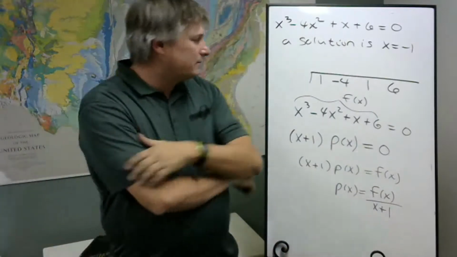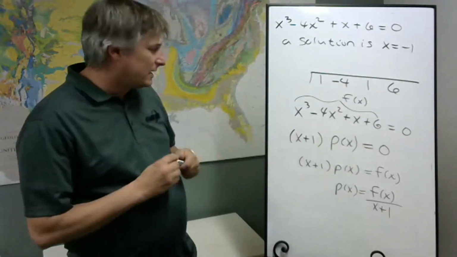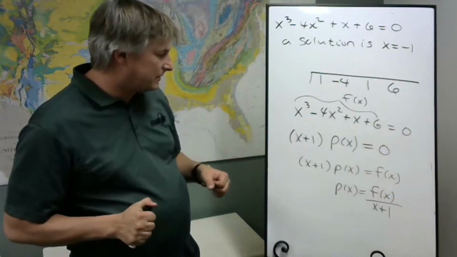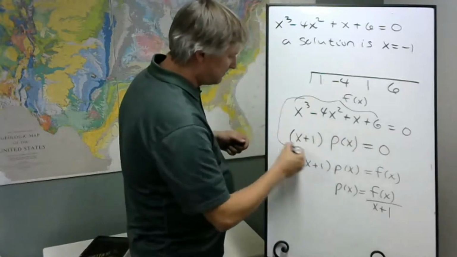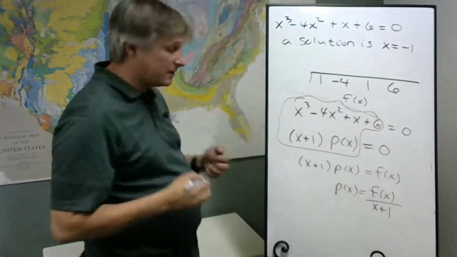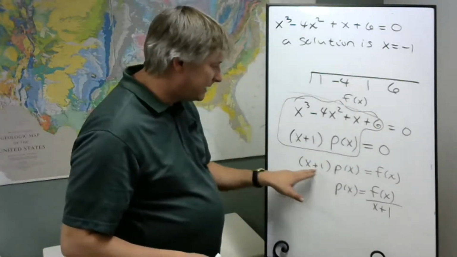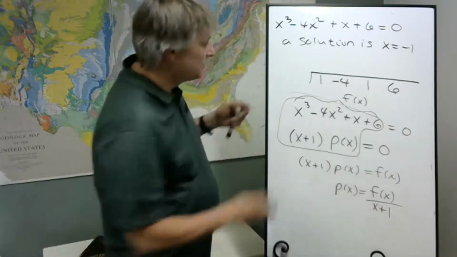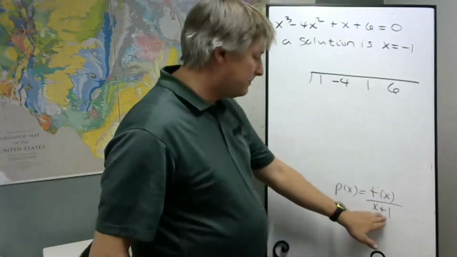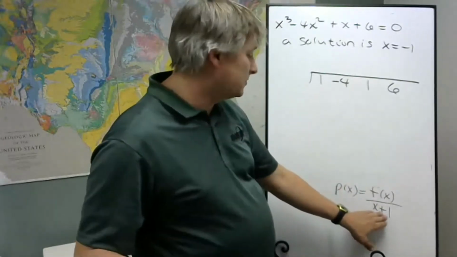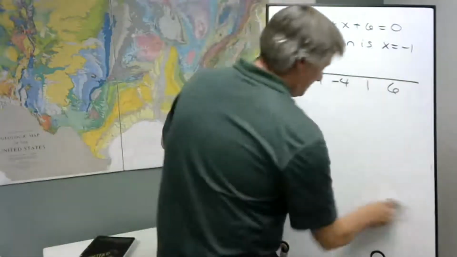So saying that x plus 1 makes this equal 0 is just going to tell us we can factor this out. It's one of the zeros. And so this is f of x, and we're going to find p of x by dividing by x plus 1. So that's what we're going to do. Now, here's the thing. Remember, when we have our divisor, we have to switch the sign. So instead of plus 1, negative 1.